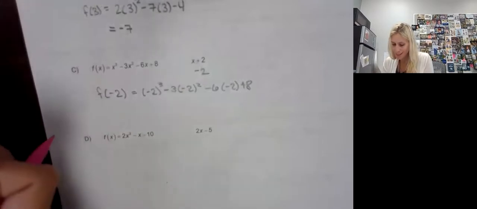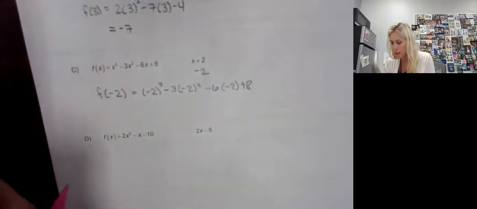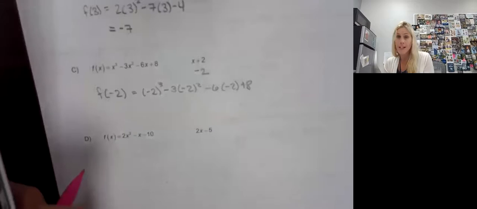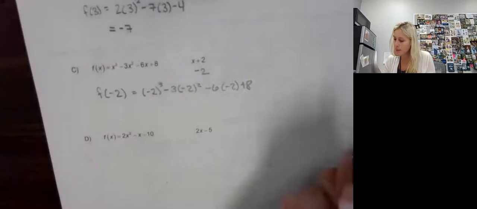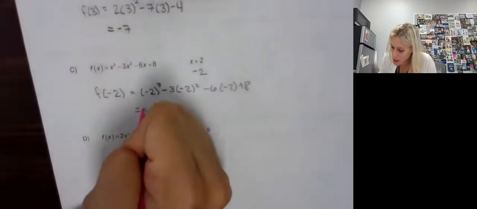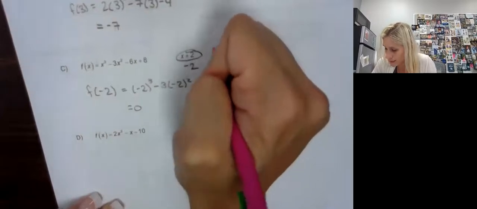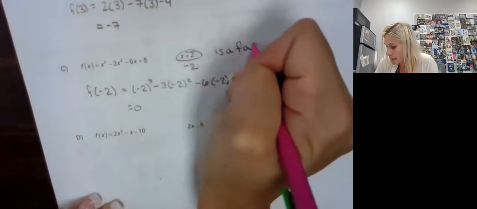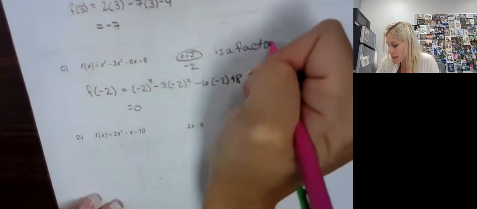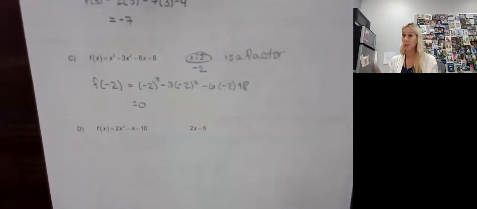minus 3 times -2 squared. Be careful if you are not getting the same answer as me. It's probably because you're putting subtraction signs in place of negatives, and the calculator really wants you to differentiate between the two. So when I came out here, I get 0. So that means that x plus 2 is a factor. And I would not be wasting my time if I was doing synthetic or long division. It's a factor of the polynomial.